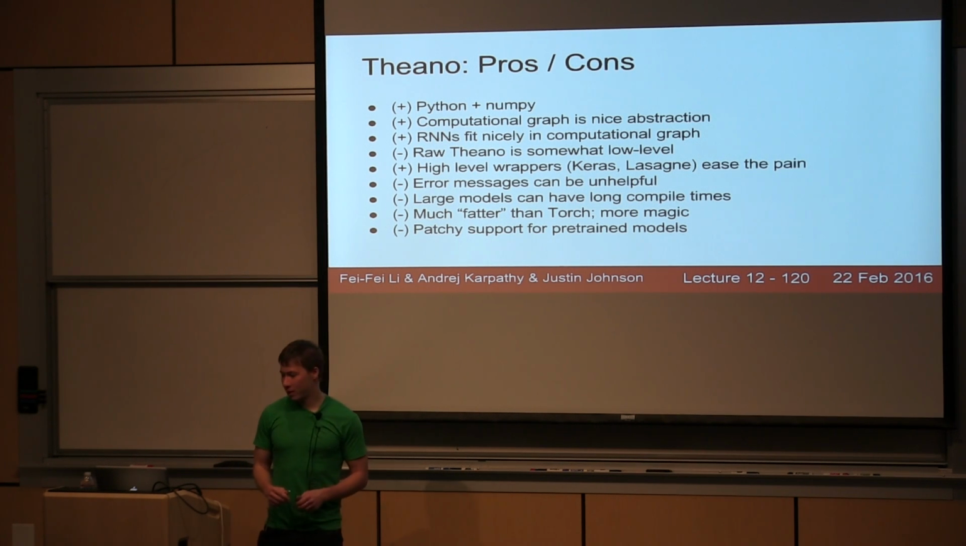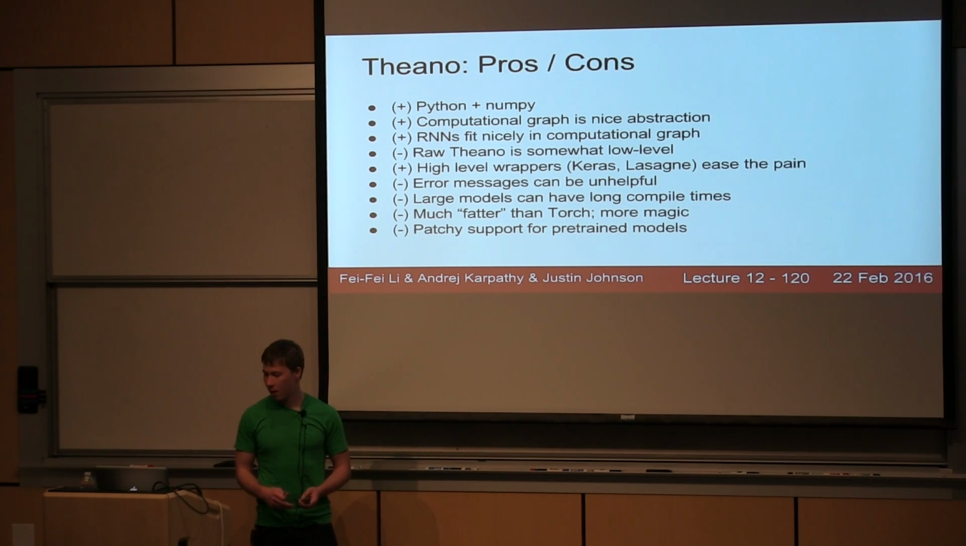So from my one-day experience of playing with Theano, the pros and cons that I could see were that it's Python and NumPy, so that's great. This computational graph seems like a really powerful idea, especially around computing gradients symbolically and all these cool optimizations. Especially with RNNs, I think could be much easier to implement using this computational graph. Raw Theano is kind of ugly and gross, but especially Lasagna looks pretty good to me and sort of takes away some of the pain. The error messages can be pretty painful, as we saw.